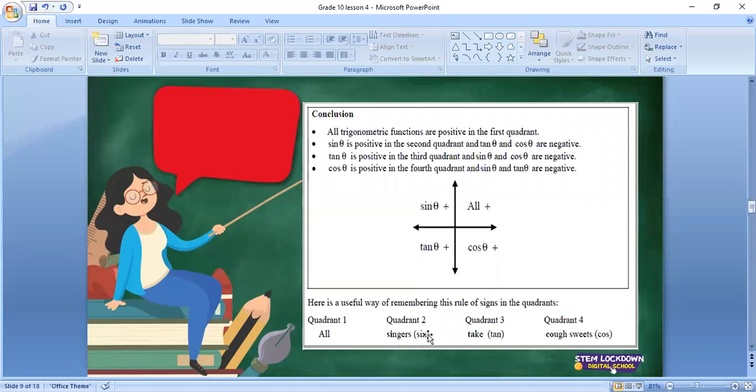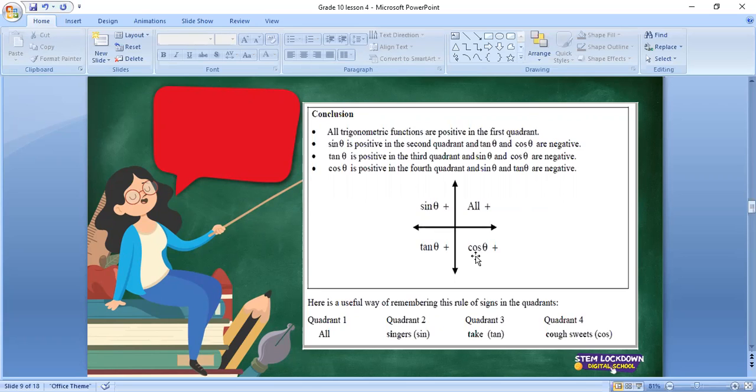Quadrant one is all, quadrant two is singles. So all singles take what? Curve suites. All singers take curve suite. You want to be a singer, you must have a good voice, and then to make your voice nice, you need a curve suite, so you can sing nicely. Okay, so this is just a sort of acronym for you not to forget that all singers take curve suite.